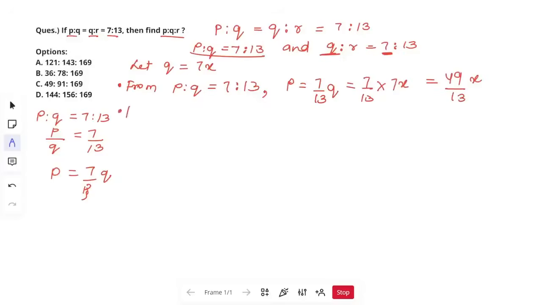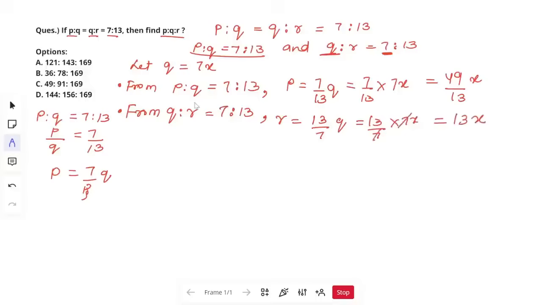Now again, from the second equation, which is Q is to R is equal to 7 is to 13, this time we are going to find out the value of R. So R will be 13 by 7 Q. So 13 by 7 into 7x, the 7 and 7 cancel, and we get 13x. We have found the value of P in terms of x, we have found the value of R in terms of x, and we have also assumed the value of Q in terms of x.